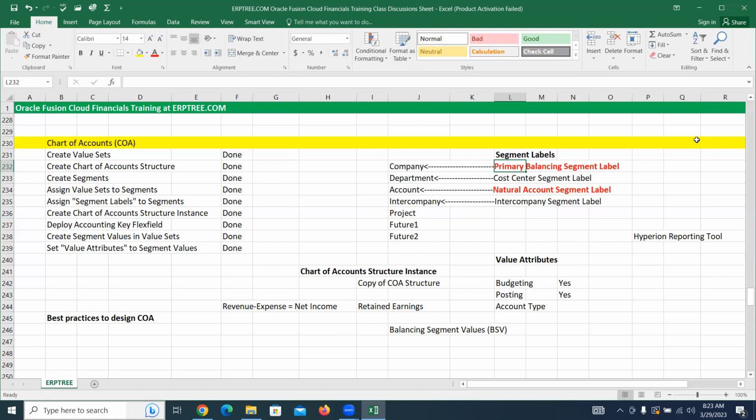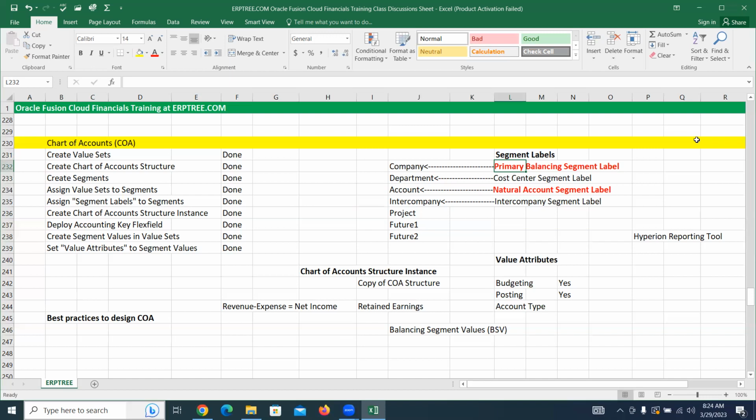If you assign to 3 segments, when you record the transactions, what will happen? In all the transactions, at 3 segment level, you have to balance the transaction. Say, for example, primary balancing segment label we assign to company, secondary balancing segment label you are assigning to department, third balancing you are assigning to project. In every transaction, in every application, the company should be same for debit and credit line. Department should be same for debit and credit. Project should be same for debit and credit. If somewhere something is not matching, not balancing, you cannot process the transaction.